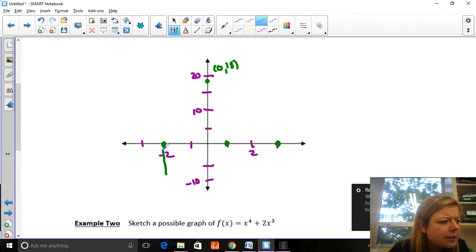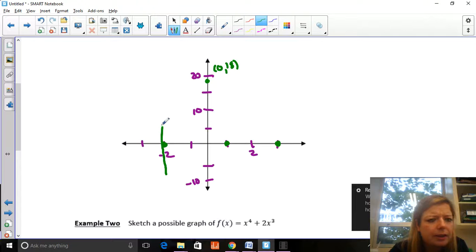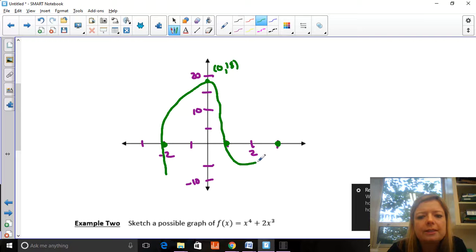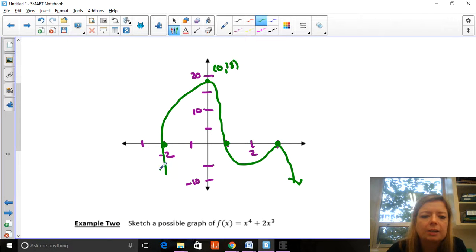okay, because this one has a degree of 1. You make sure you go through your 0. Now this x-intercept also has a degree of 1. And now this x-intercept has a degree of 2. So you touch it and then you go back down. Okay, so it looks quadratic at that point.